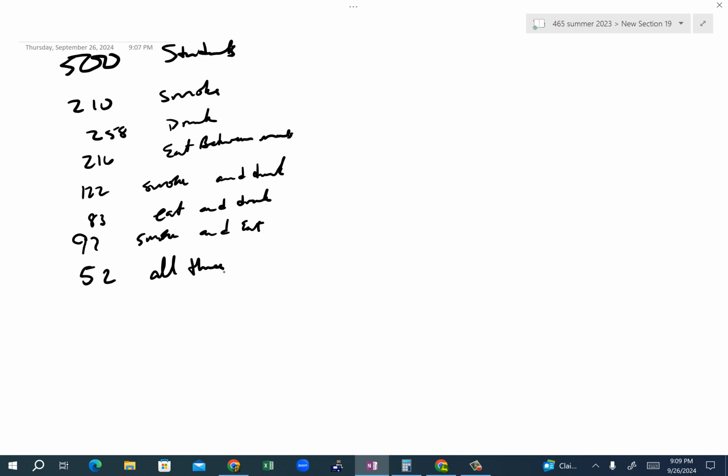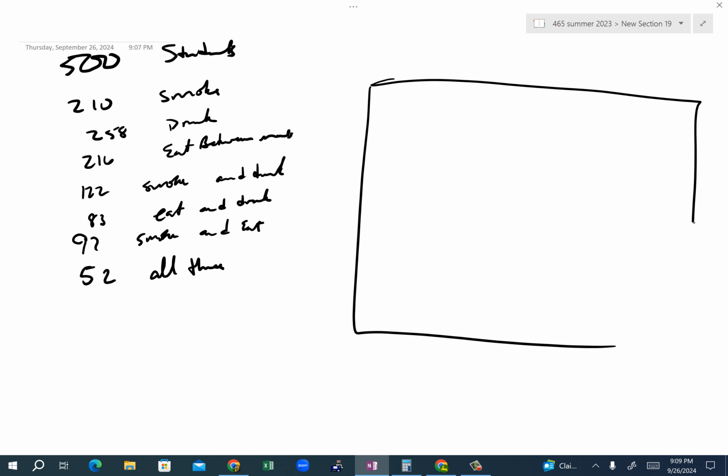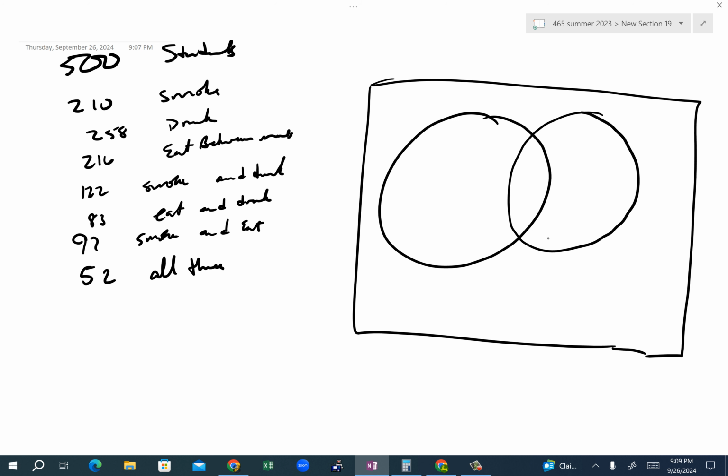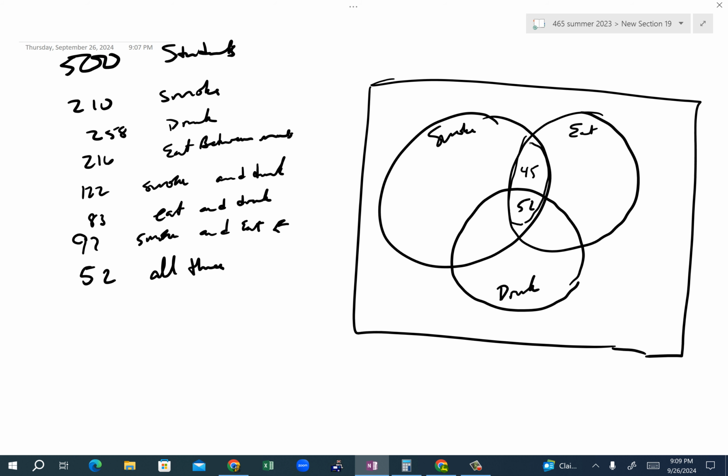Hey, we're going to make a Venn diagram. Cool. Let's do that. So here's my Venn diagram. Everybody in the box adds up to 500. Smoke, eat, drink. Okay? So in the middle, 52. Nice. Now, smoke and eat. Smoke and eat is 97. That means this is 45 for a grand total of 97 in here.